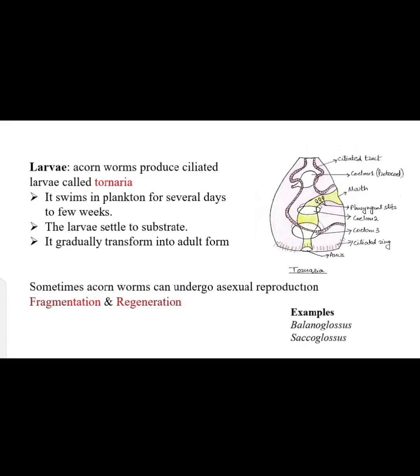Sometimes acorn worms can increase their number by fragmentation and regeneration. Examples of Enteropneusta include Ptychoderids and Saccoglossids.